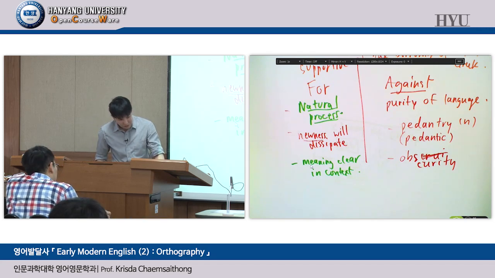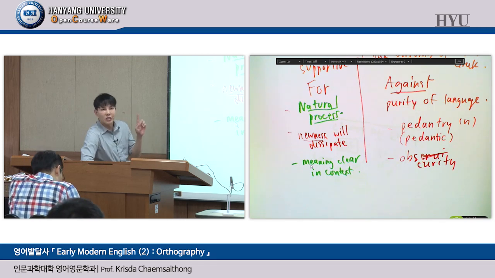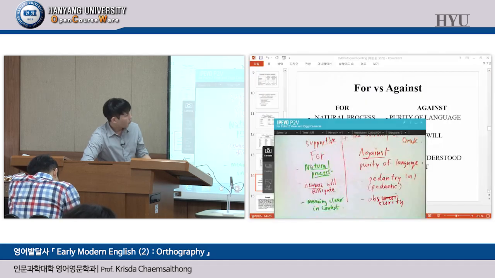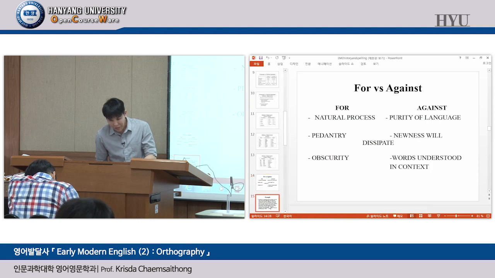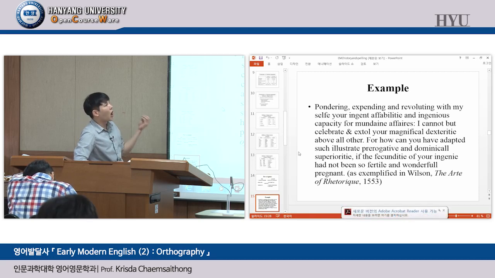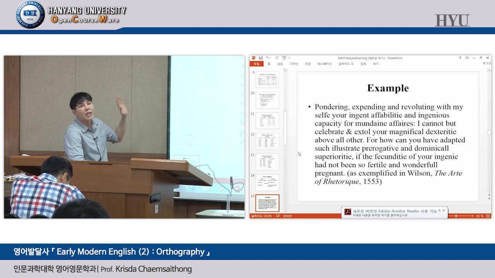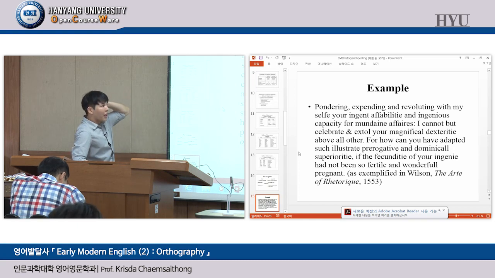So this is where we left off last time, and we also looked at one passage where the Ing-pot or Inghorn terms are used, maybe side by side like this. All of these are Ing-pot terms like pondering, expanding, revoluting, ingent, affability, ingenious, capacity, mundane, affairs, and so on. All of these are not native English words, as you know.